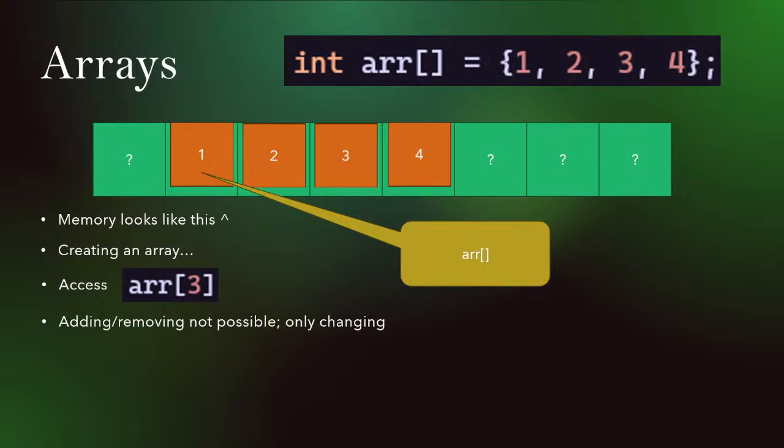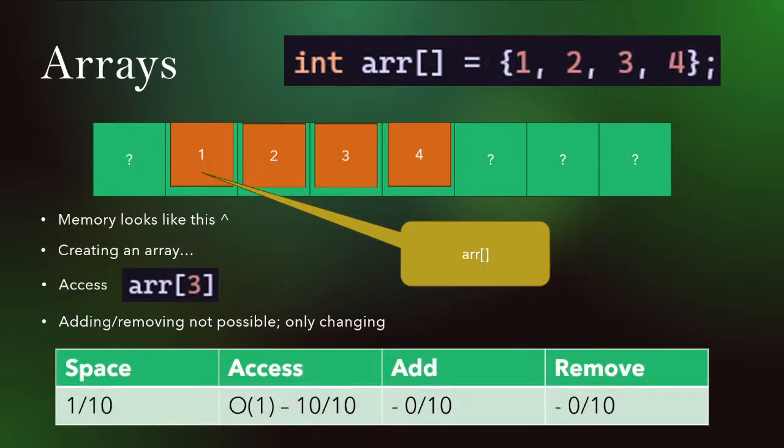Adding and removing elements are not exactly possible because an array is a fixed size. Again, it has to go into these 4 memory spots. Anything different can be in these other memory spots. You've only reserved these 4 for the array. So adding or removing elements is not really possible. You can only change the values.